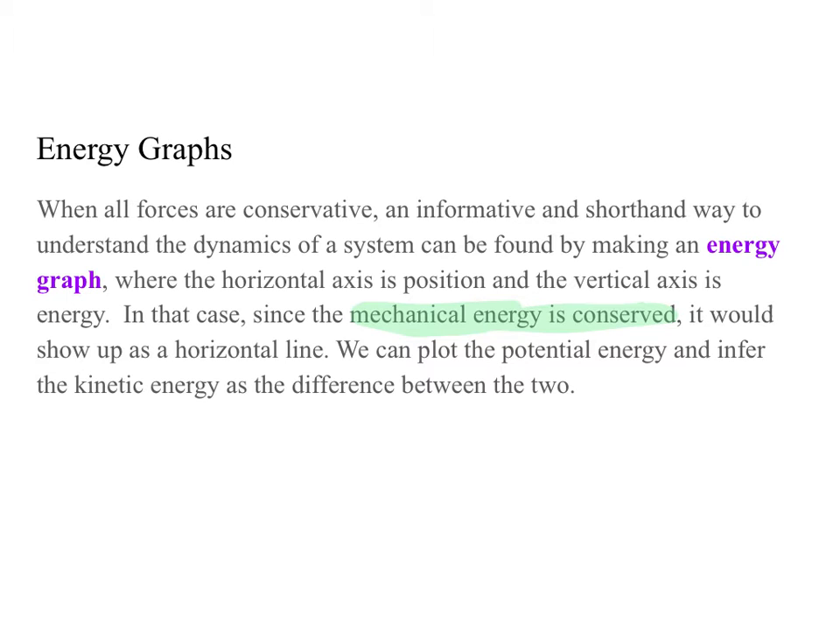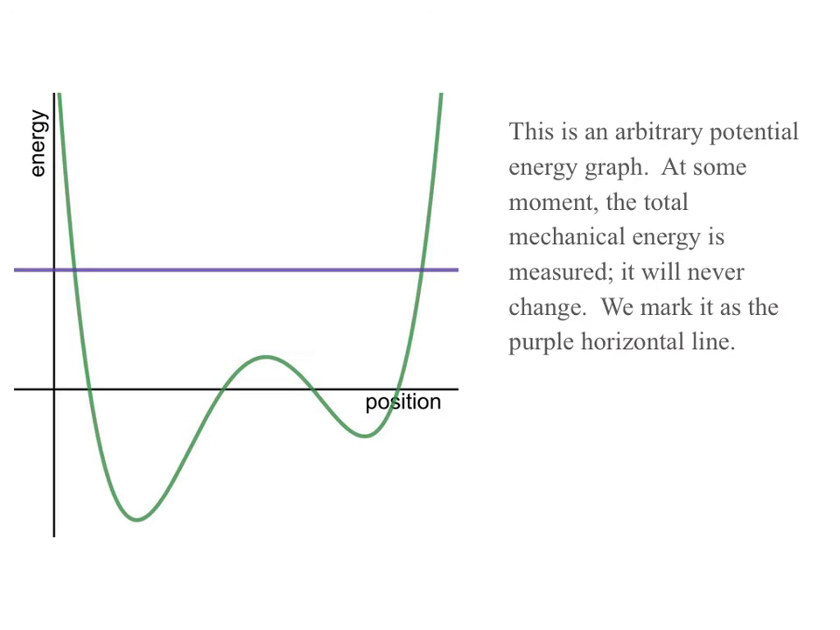How do we know that it's conserved? Because all forces are conservative. So, sort of duh, but there you go. We can plot the potential energy and infer the kinetic energy as the difference between those two. This is an arbitrary potential energy graph.